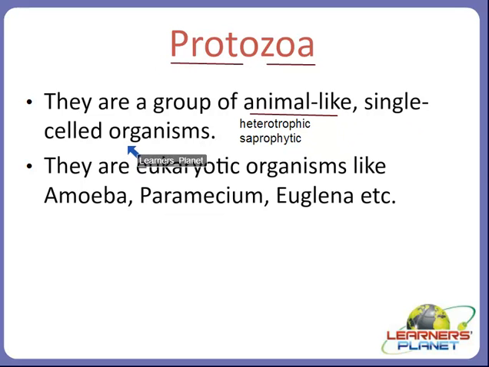Next property we are saying is they are single-celled organisms. Now when we are saying any organism is single cell, that means they are made up of only one cell. So such type of organisms which are made up of single cell are known as unicellular organisms.